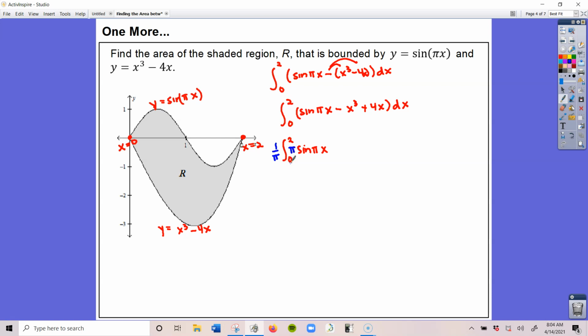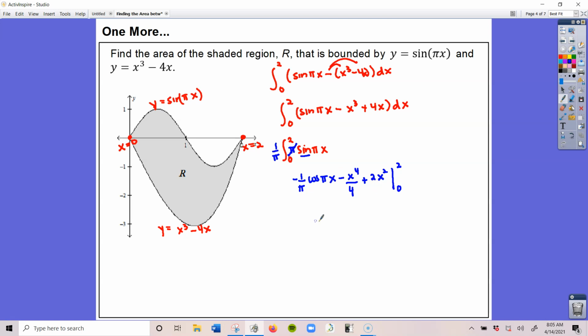So when I integrate it, now that I have the pi here, I basically ignore it, and I only integrate the outer function, which is sine. And the integral of sine is negative cosine. So for this part here, my answer would be negative 1 over pi cosine of pi x. And now I can continue integrating the rest. So that would be negative x to the fourth over 4 plus 4x squared over 2, which is 2x squared. And I'm evaluating this from 0 to 2.